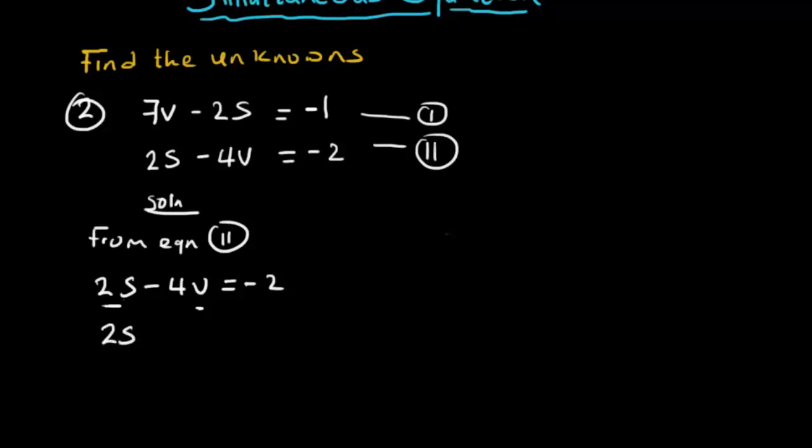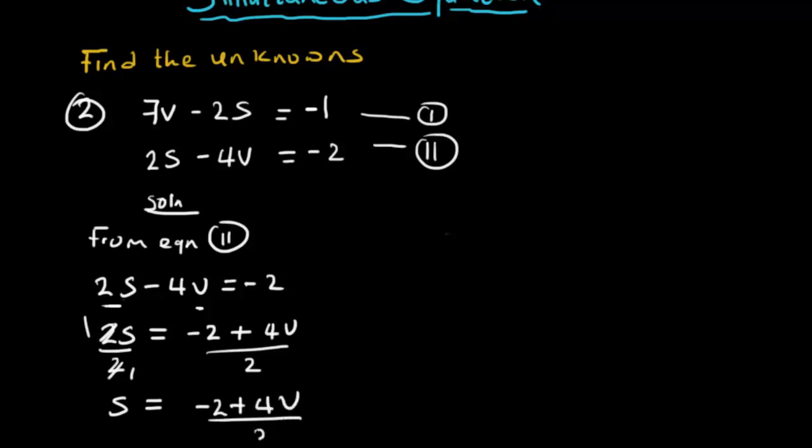So 2s minus 4v goes to the other side. I'll be having minus 2. Write what you have here first. Plus 4v. Now remember, I told you in the last question, you are trying to make s the subject of the formula, not 2s, so you have to divide both sides by 2. So I have 2 over 2 is 1, 2 over 2 is 1. I'm left with s equals minus 2 plus 4v all over 2.